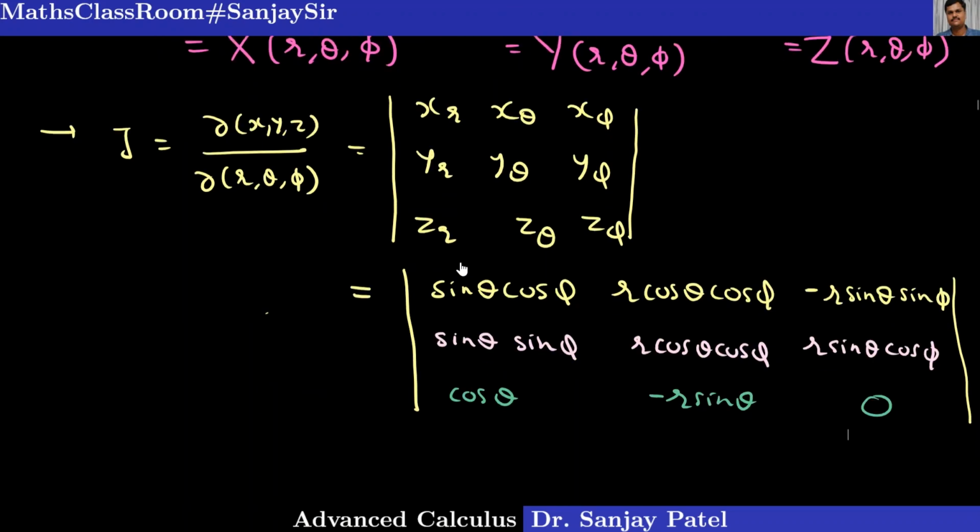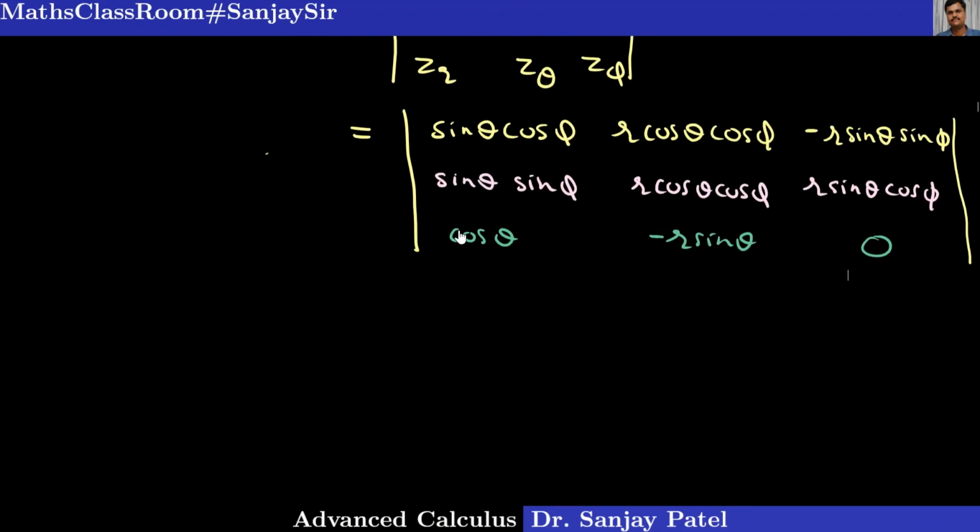We can simplify this and see what you can have. I will write the simplification directly. It's not necessary to write everything. It is very simple, and it is your exercise. You can simplify this determinant and you will get the value of the determinant as r square sin theta. So I am writing directly the final answer. This is your Jacobian.